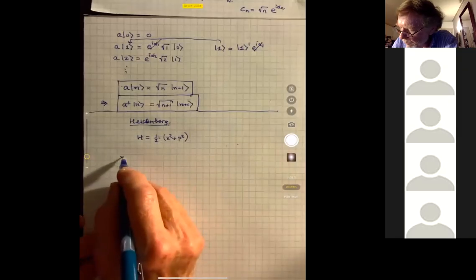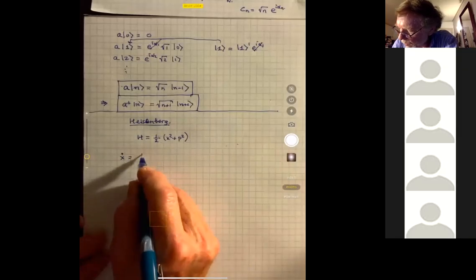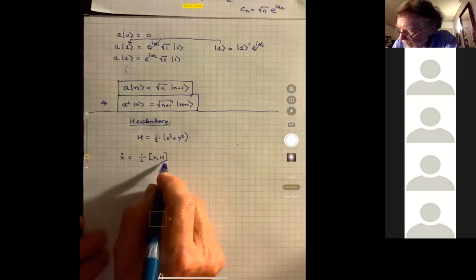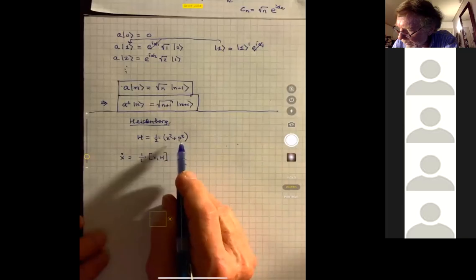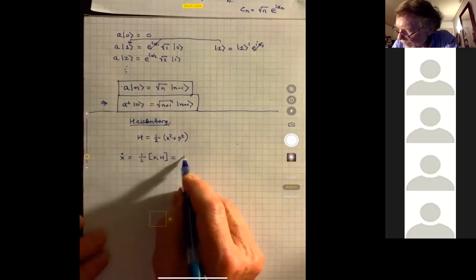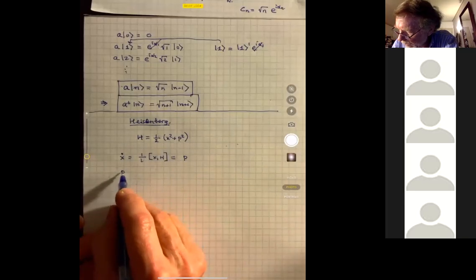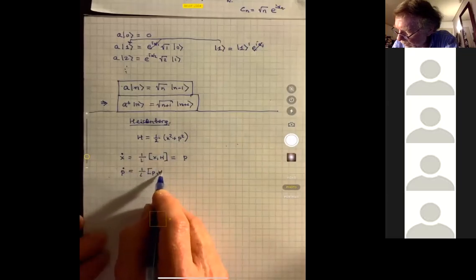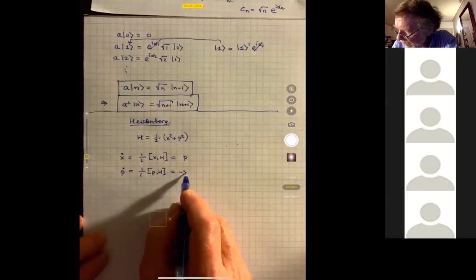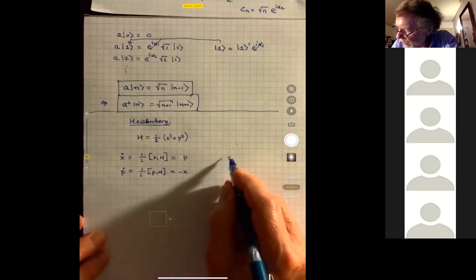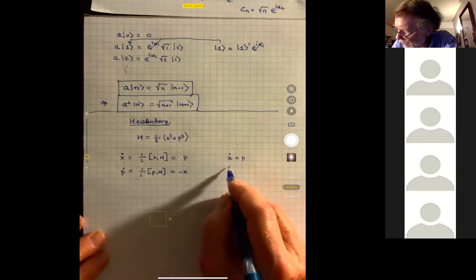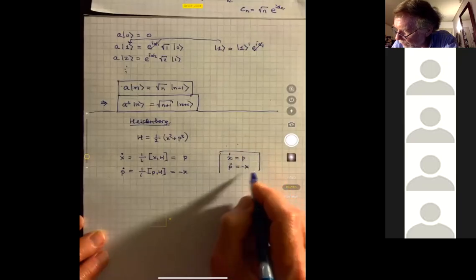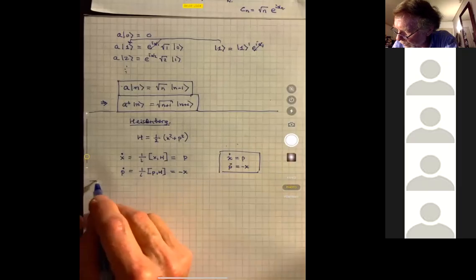If we do this, then the Heisenberg equations of motion are that x dot is 1/i times the commutator of x with H. And the commutator comes strictly from the kinetic energy. And if you work it out, it just turns into a p. And likewise, p dot is 1/i times the commutator of p with the Hamiltonian. And this turns out to be minus x. If I summarize them over here, I've got x dot equals p and I've got p dot equals minus x. So these are the Heisenberg equations of motion. These, of course, are operator equations.